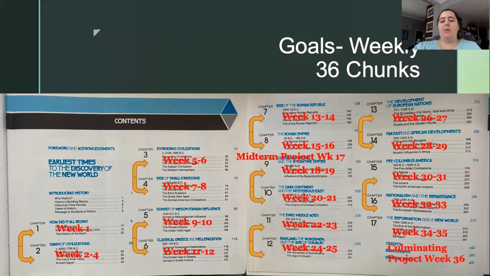And then week 36, after chapter 17 in this case, you'll have a culminating project. And in that project, it will be the whole year together. It could be a paper, it could be an exam, it could be whatever it is you want it to be, but that's where you would do it.